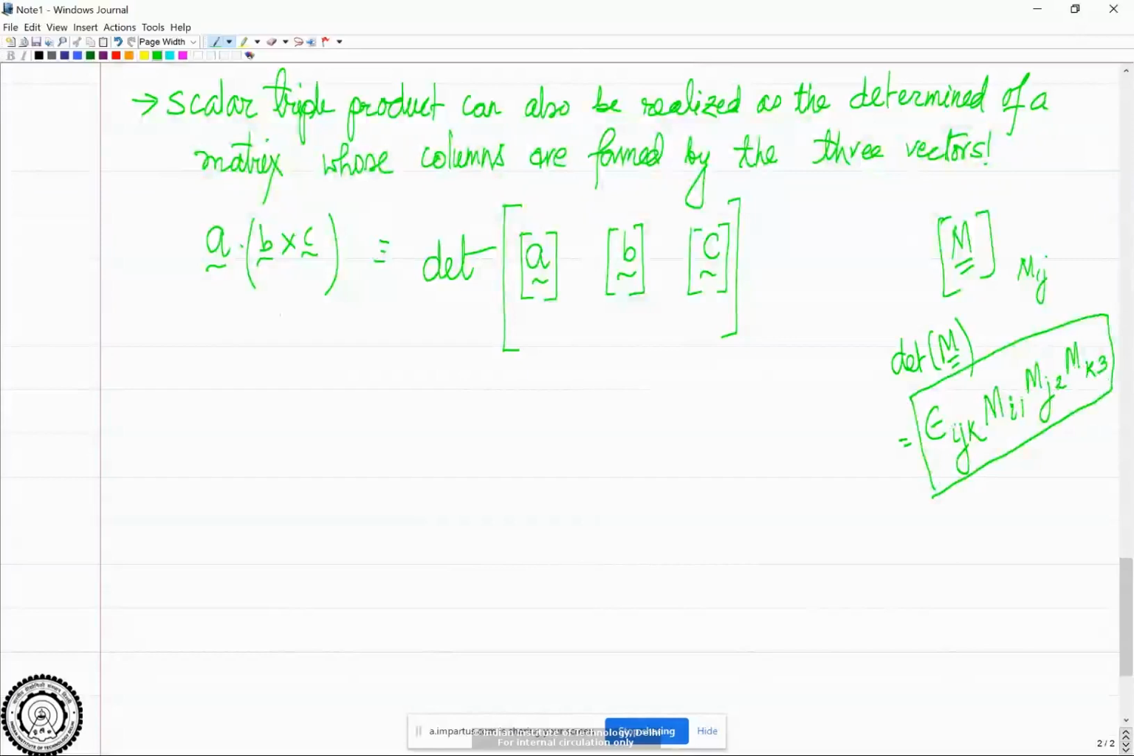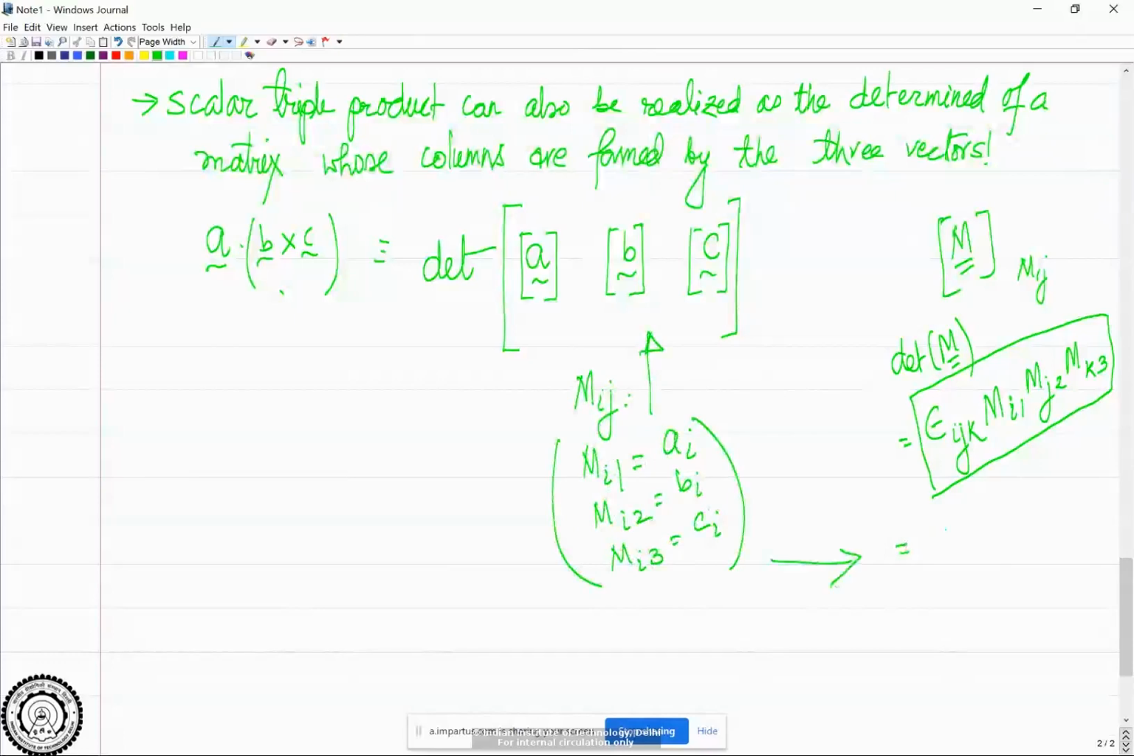That's for the determinant. You can brush up also. Now on the left hand side, I have this formula. Now think of what will be Mij here. What is Mij? So Mi1 is simply Ai. Mi2 is Bi. And Mi3 is Ci. Isn't it, for the matrix above? So you can come back here and write it as epsilon ijk Ai Bj Ck. Okay, so this is the determinant of this matrix.